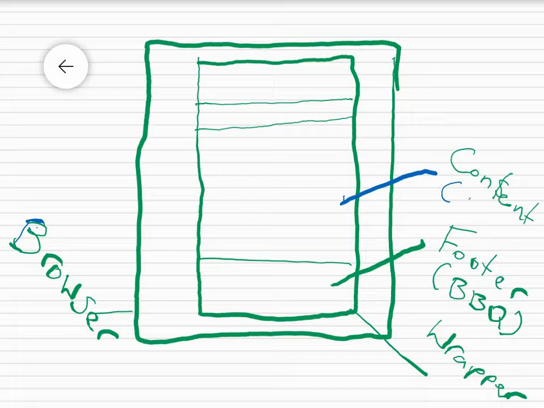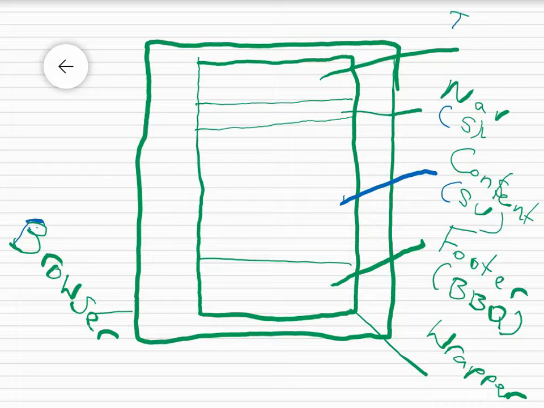As you can see here, we've got the salt and vinegar, which is the content. We've got the footer, which is the barbecue flavour, and we've got the navigation bar, which is our ready salted, and then our banner, which is the prawn cocktail.